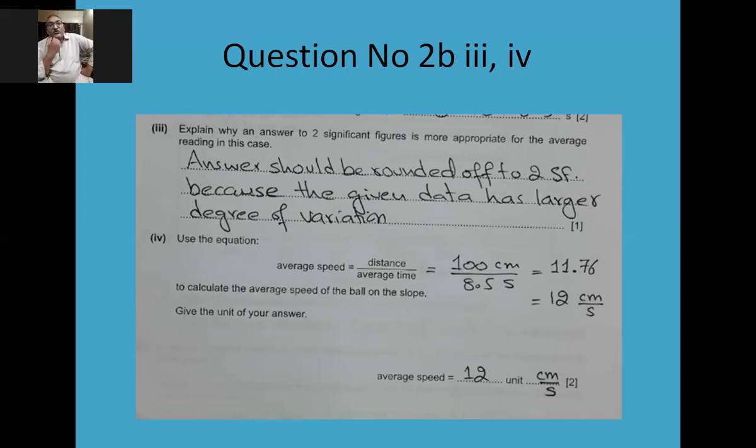Fourth part is, he says, use the equation average speed equals distance divided by average time to calculate the average speed of the ball on the slope. Give the unit of your answer. So the distance the ball traveled is 100 centimeter. The time taken is 8.5 seconds. On your calculator, divide 100 by 8.5, you get 11.76. But if you round it off to two significant figures, it will be 12, and the unit will be centimeter per second. 12 centimeter per second will be the answer.